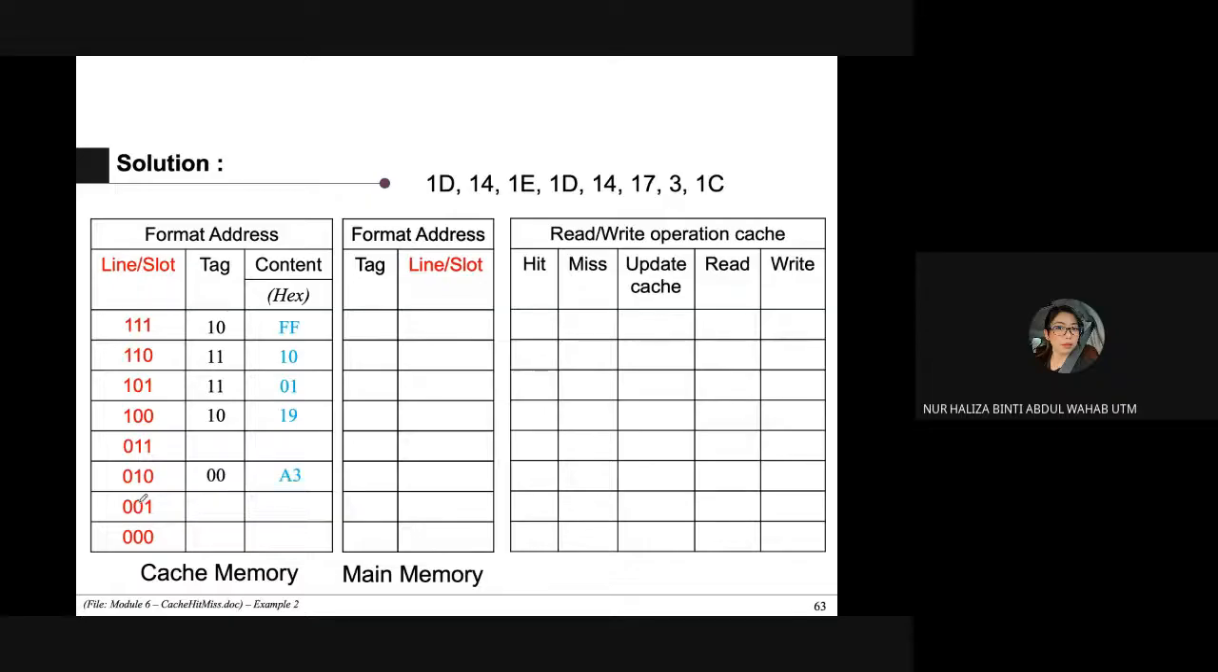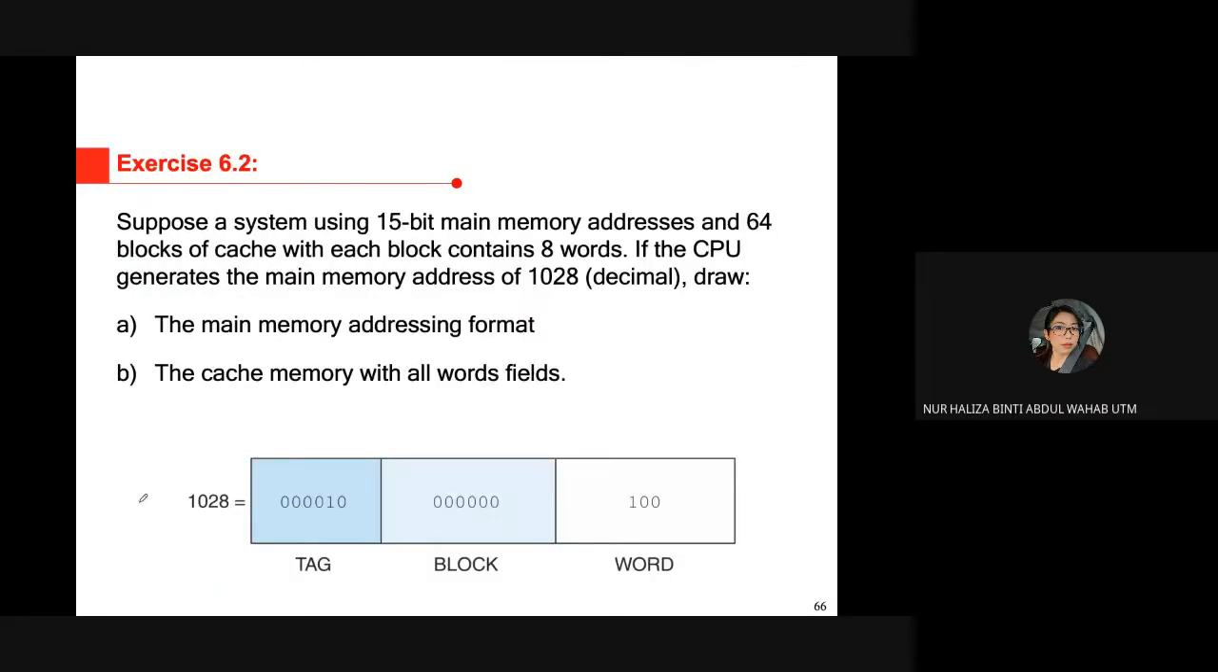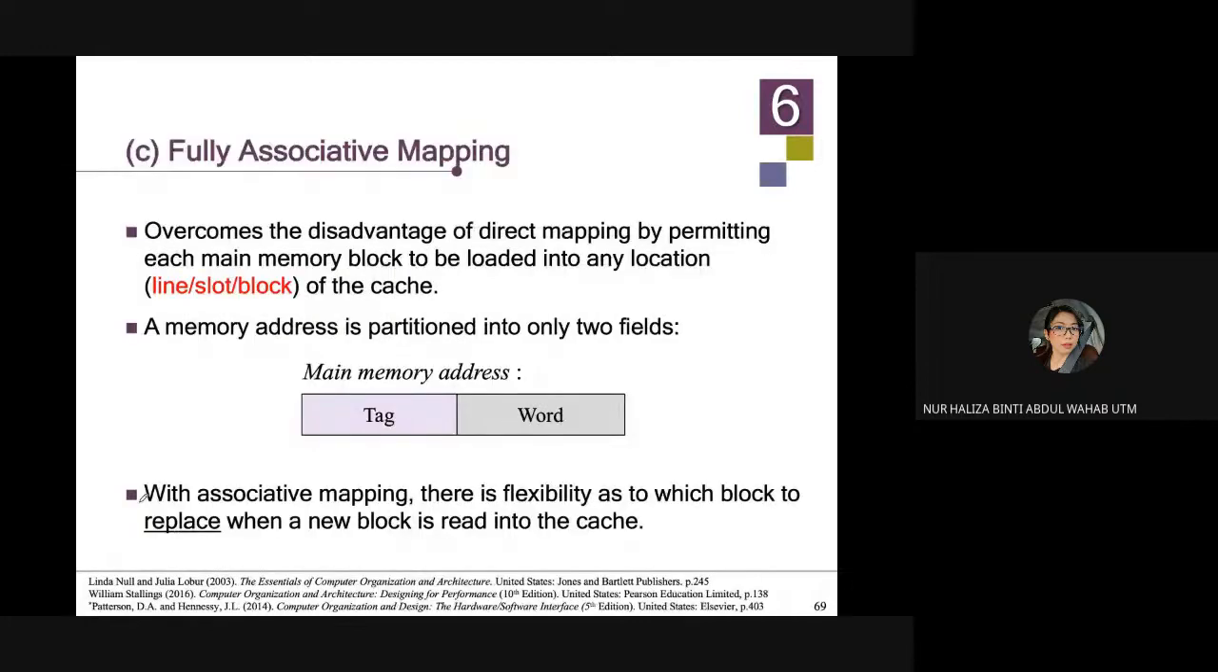Okay, we already looked into two techniques, which are direct mapping and also block direct mapping. Now we have another one. Why do we always have another solution? It is because we are improving ourselves, improving any kind of things in this world.